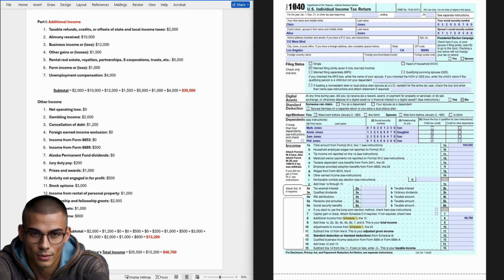Let's go over to Form 1040, line 8, and we see $48,700 from their additional income on Schedule 1. This would get added along with the W-2 and other income that is listed right here at the top of the 1040. And Chris and Alice would need to pay income tax on that additional income.